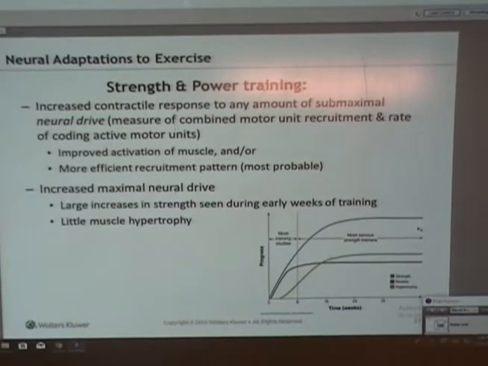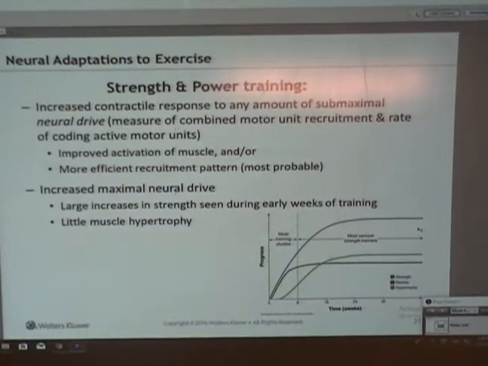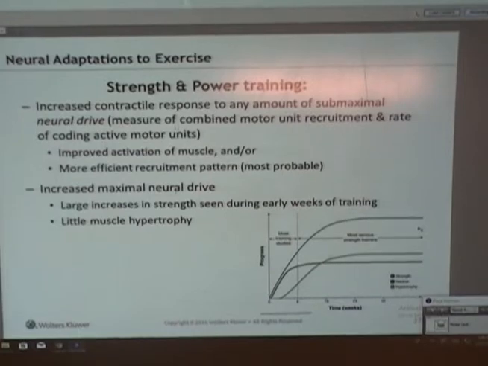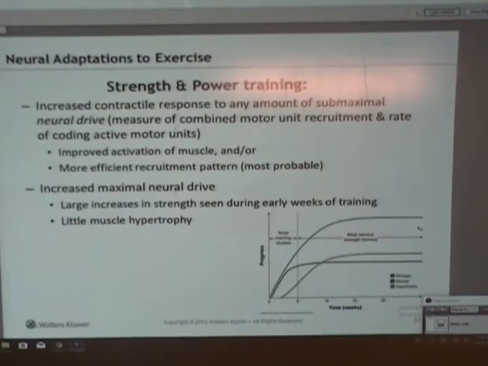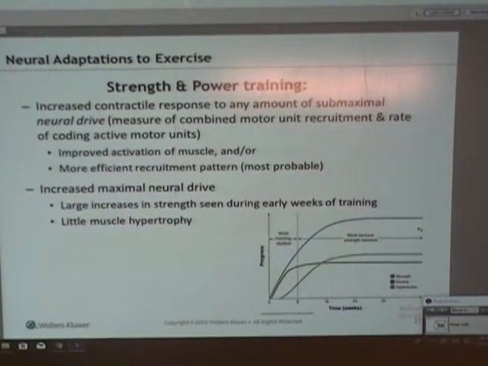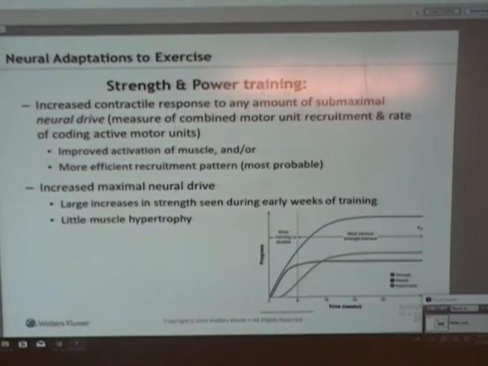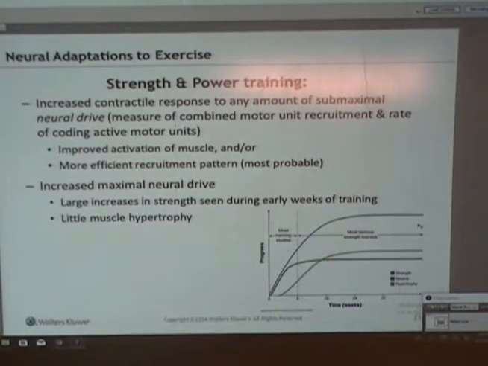They also think there's some remodeling that goes on at the neuromuscular junction, so that maybe the neuromuscular junction gets a little larger, and that the amount of acetylcholine that floods across the junction increases, the number of receptor sites for that acetylcholine increases, and so we see remodeling here, as well as the changes from the central nervous system.